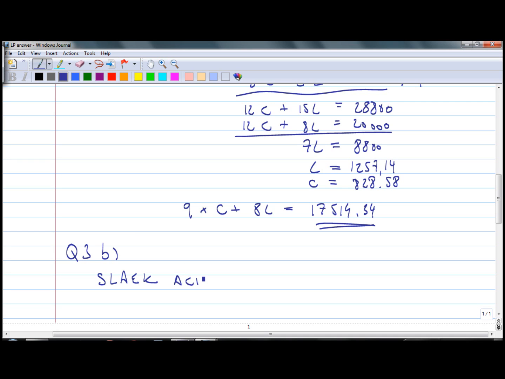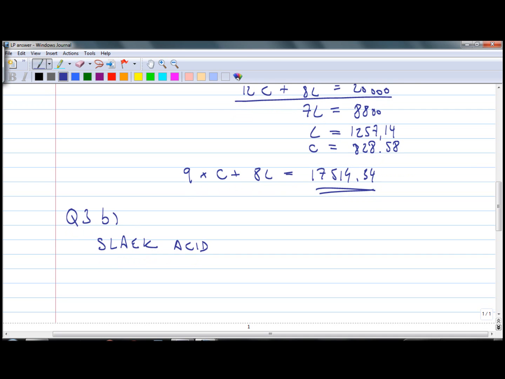for acid. And I know it's the difference between how much is available and how much is needed in the optimum solution. And this is my optimum solution, so I need to calculate how many grams of acid I need there. Now I know that for each C I need 1 gram, so I just write that down.